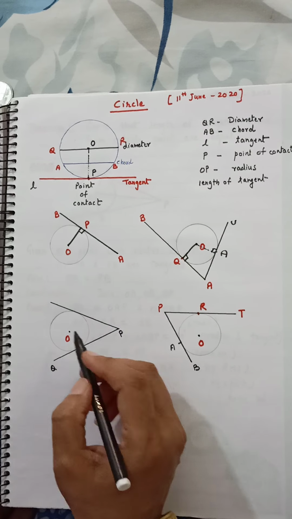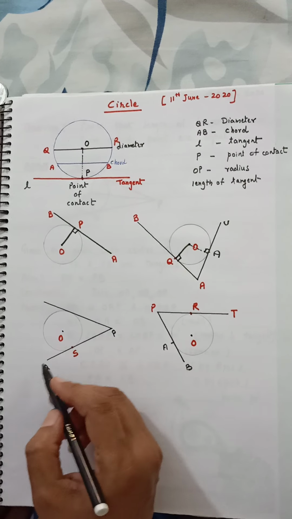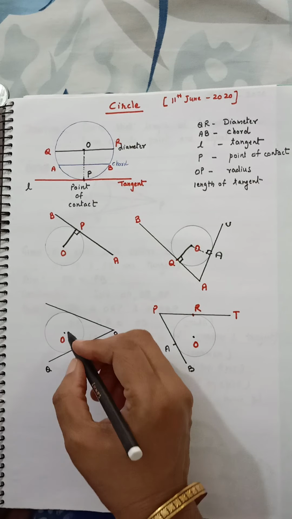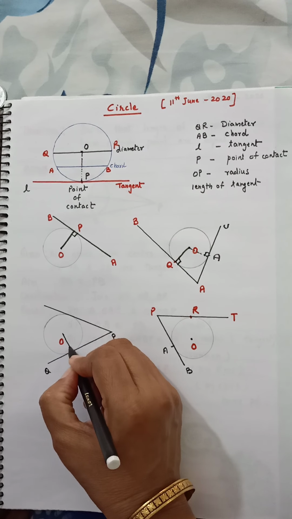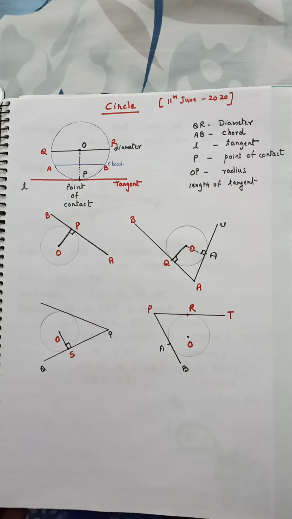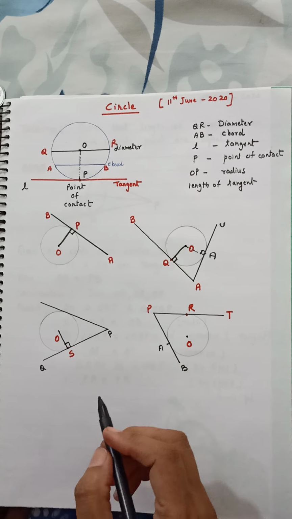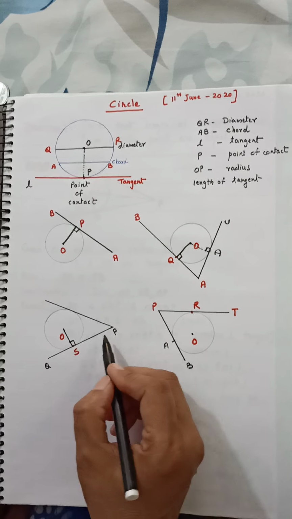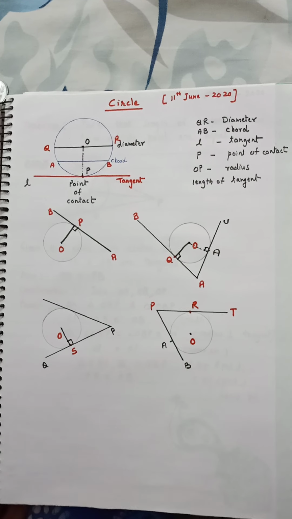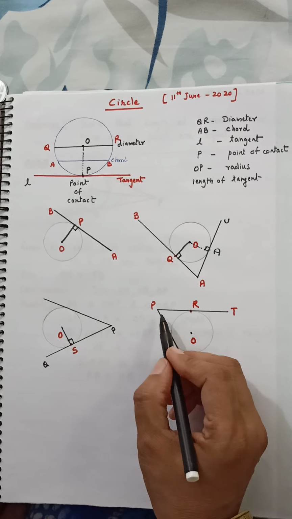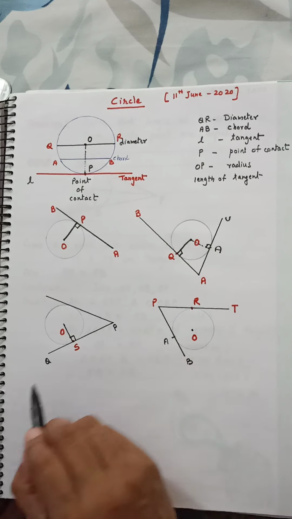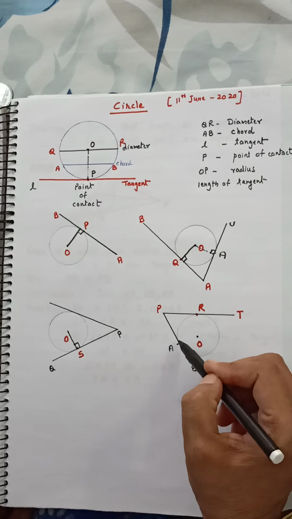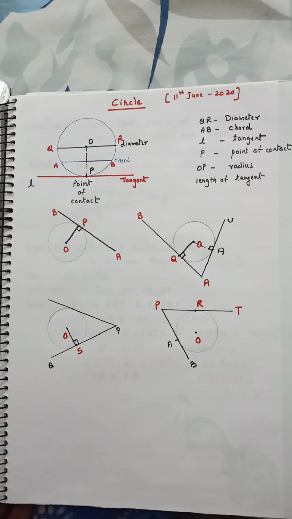Come to this figure. This PQ is the tangent and S is the point of contact. So if I join OS, angle S will be 90 degrees. And what will be the length of tangent? PS. PQ को नहीं बोलेंगे length of tangent. PS will be the length of tangent. Similarly, PR will be the length of tangent and PA will be the length of tangent.